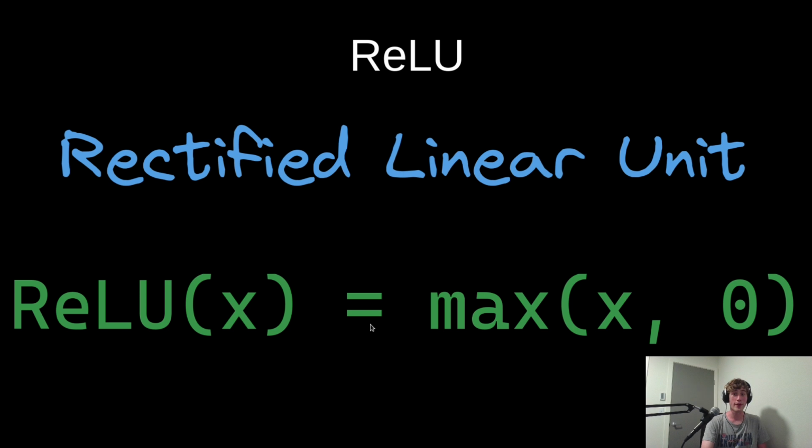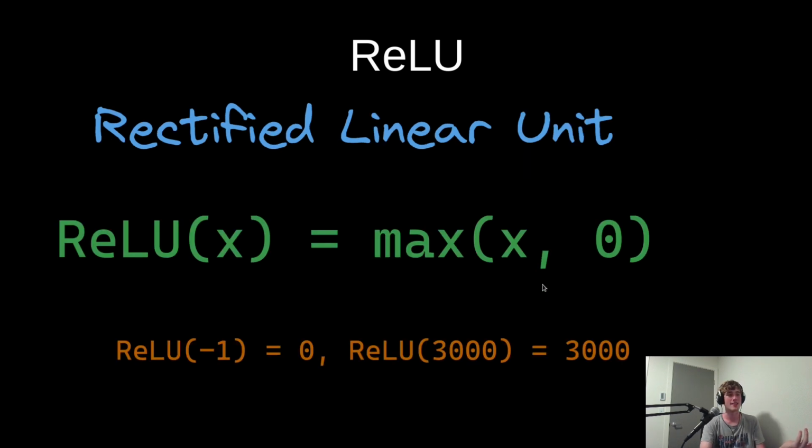First up is the ReLU, otherwise known as the rectified linear unit. This one's pretty simple. It just takes the maximum value of your input or 0. So, for instance, if I put in -1, well, it's going to be 0, right? Because 0 is greater than -1. If I put in 3,000, it's going to be 3,000 because 3,000 is greater than 0.